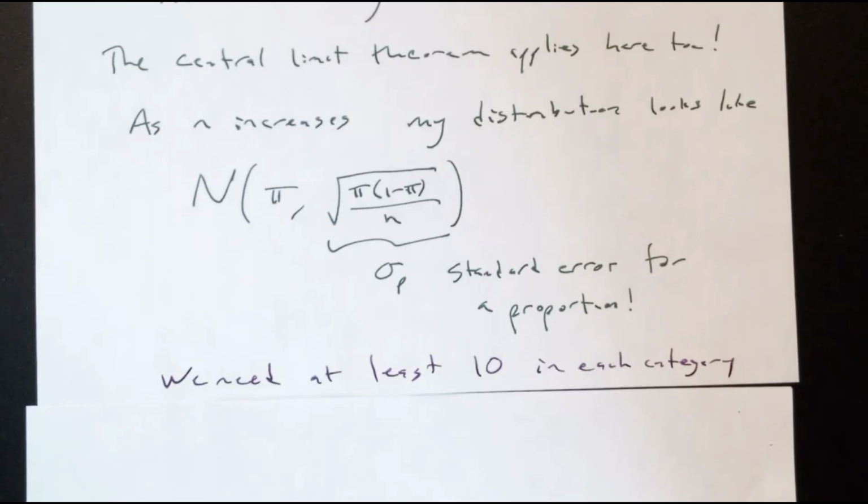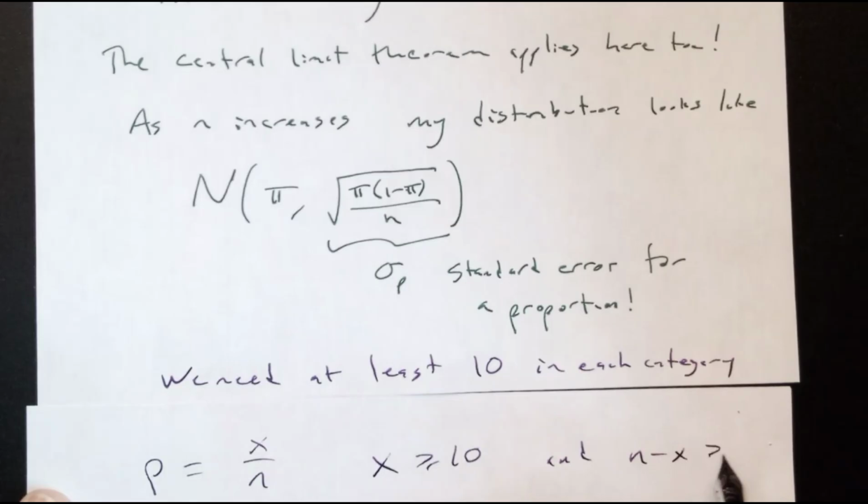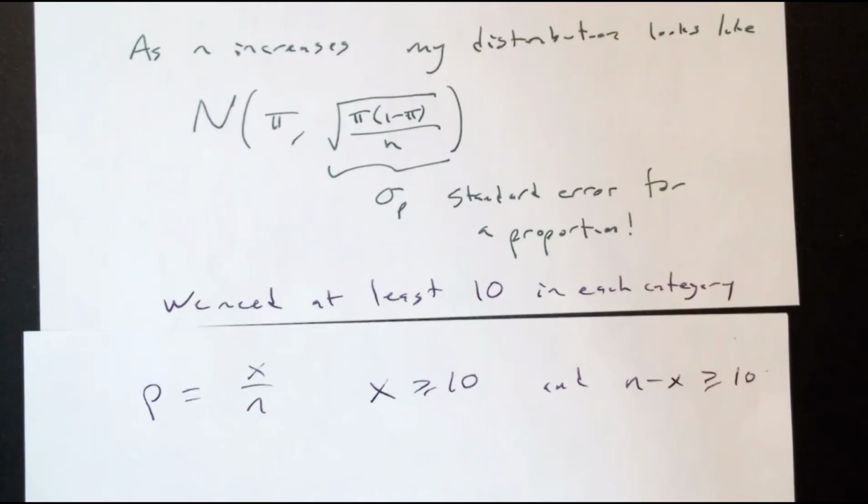I need at least 10 in each category. So I need at least 10 people in the group that said yes, and at least 10 people in the group that said no. If I write my proportion as x over n, I really need x to be at least 10 and n minus x to be at least 10. So the number of people I need to do that now depends on what I think the actual proportion is.